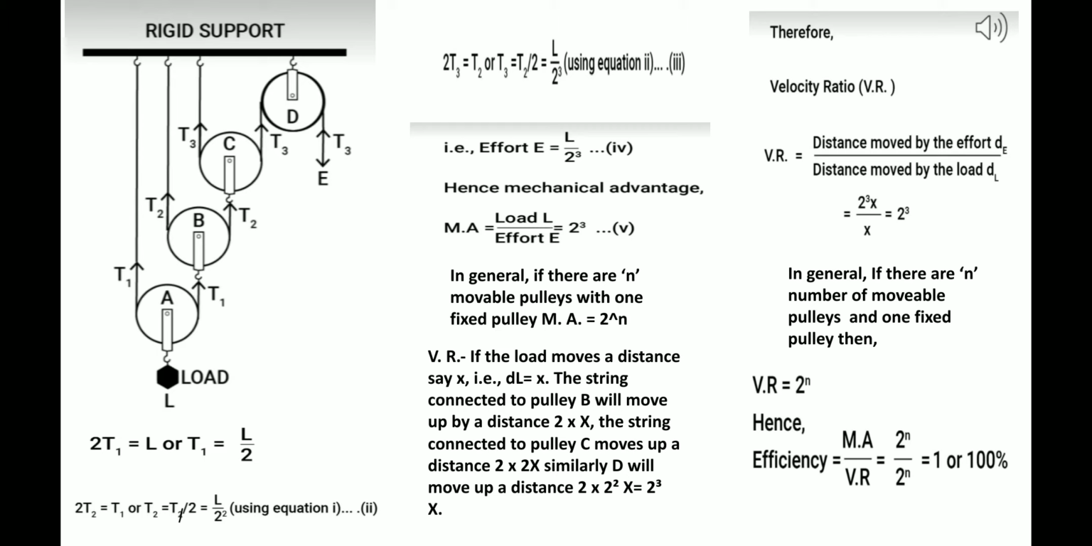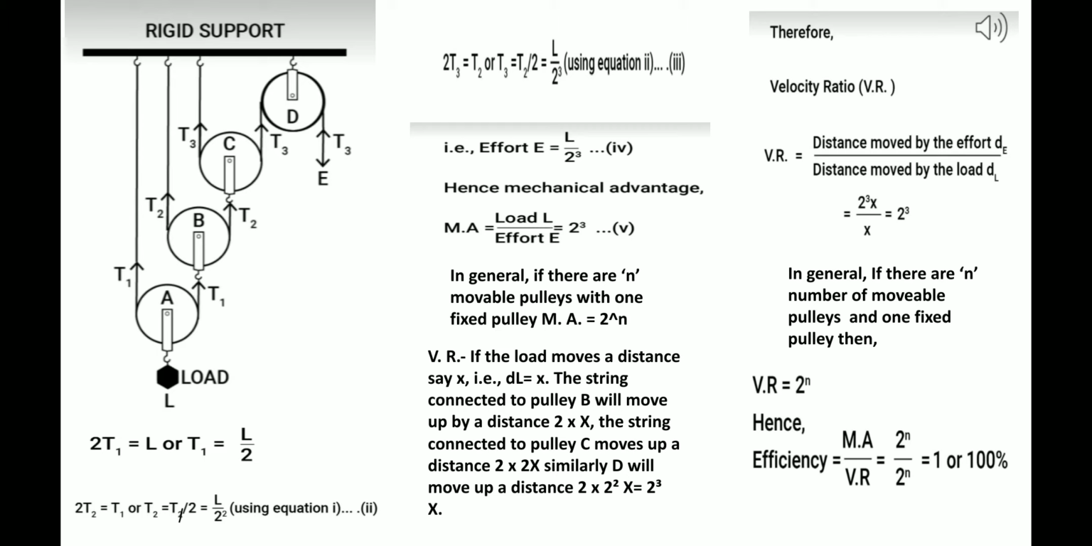So 8 times. Can you see? 8 times. Then from where are we getting 8? 2 to the power 3. And 3 is what? The number of movable pulleys here. So when you are calculating velocity ratio, always remember, when it is a movable pulley, the effort will move by 2 to the power n times, where n is the number of movable pulleys here.